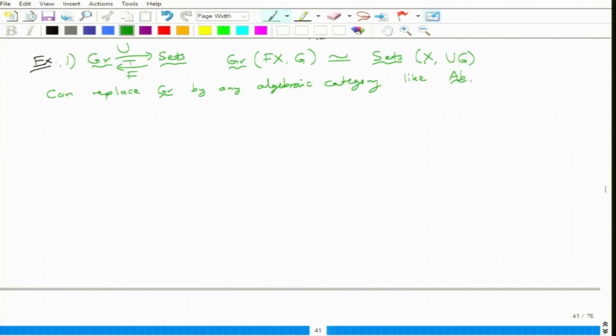Tell me what happens in the case of abelian groups. You still have a forgetful functor down to sets, but what is the free functor? The free abelian group on a given generating set X is simply the direct sum of X many copies of Z. Then R-modules for any ring, you do the same thing: the direct sum of X many copies of R.